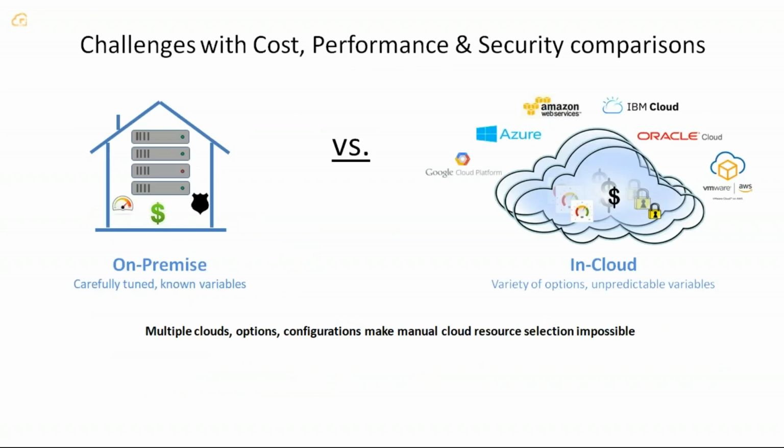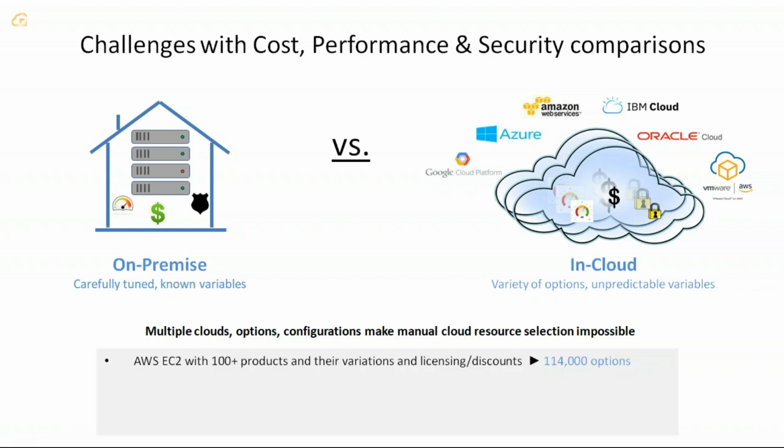So let's take a look at your situation. You have an on-premise workload that's been carefully tuned, and the variables around cost, performance, and security are well known to you. They've been highly tuned. You are in control of these variables. And now you're thinking about migrating that workload to the cloud. In the cloud, not only do you have a variety of platforms to choose from, you have a variety of options within the cloud itself. Each of these is to some level unpredictable in terms of cost, performance, and security. So a manual mapping exercise is close to impossible, given all of the resources.